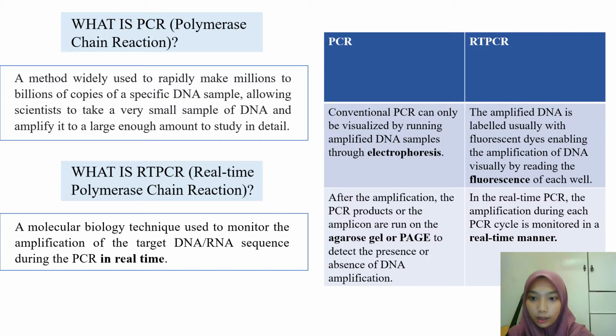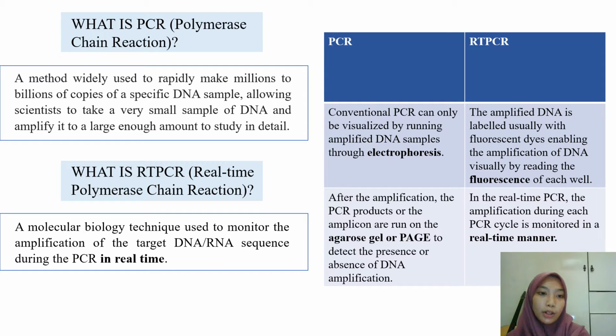So what is PCR, polymerase chain reaction? PCR is a method widely used to rapidly make millions to billions of copies of a specific DNA sample, which allows scientists to take a very small sample of DNA and amplify it to a large enough amount to study in detail. As we know, in this field, we have many types of PCR. So in this presentation, I will be focusing more on real-time PCR because Lablink use real-time PCR to detect COVID-19 virus. So what is RT-PCR?